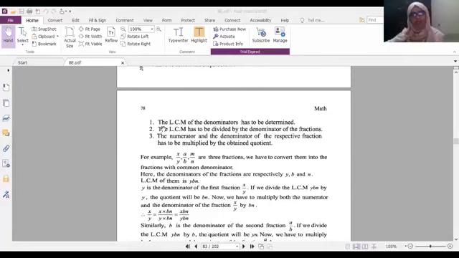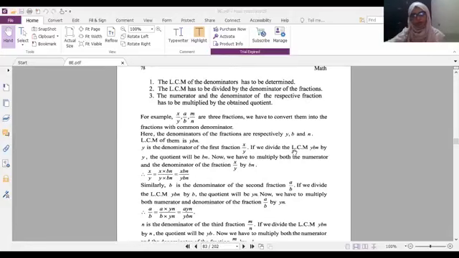Step 1, the LCM of the denominators has to be determined. The LCM has to be divided by the denominator of the fractions. The numerator and the denominator of the respective fractions have to be multiplied by the obtained quotient. Here, three fractions are given, and we have to convert them into fractions with common denominator.